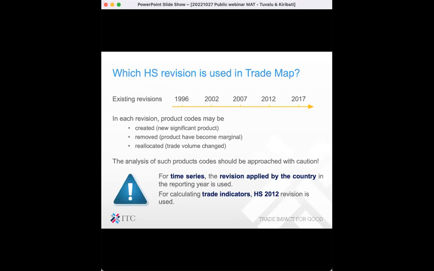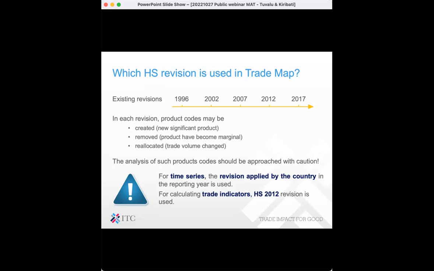Also, another thing to keep in mind is that these codes change every 5 years. So now in 2022, we had a last change of this harmonized system revision. Why do these codes change? It's because products change. Sometimes there's new codes created, sometimes codes are removed because they're not important for the international trade anymore. Sometimes codes are taken together. So it's important to understand when we're looking at a code, what happened over the years with this code.